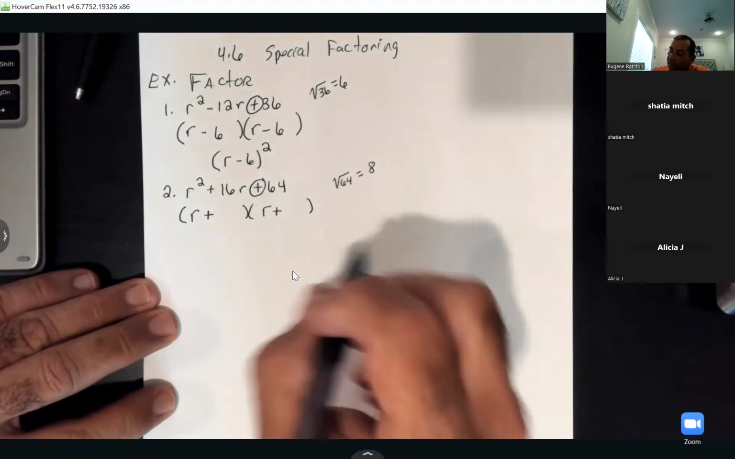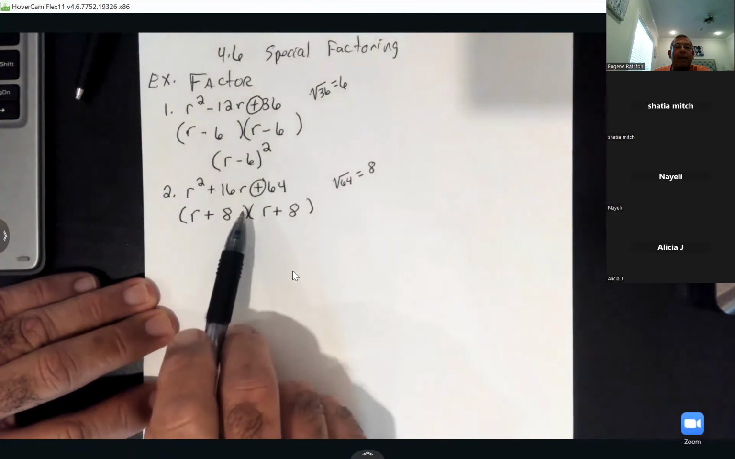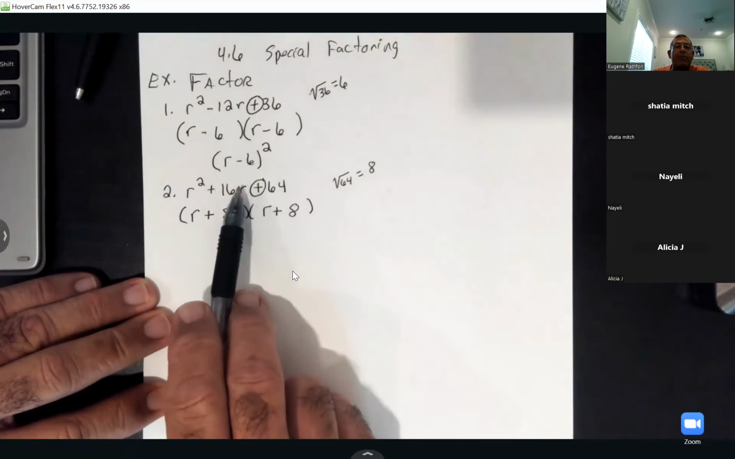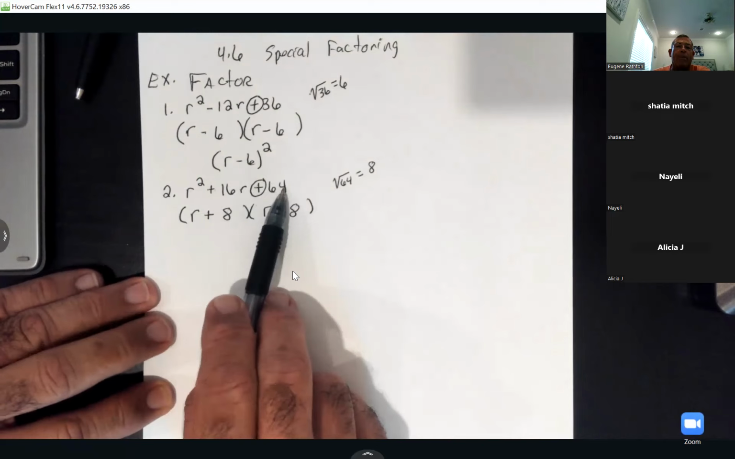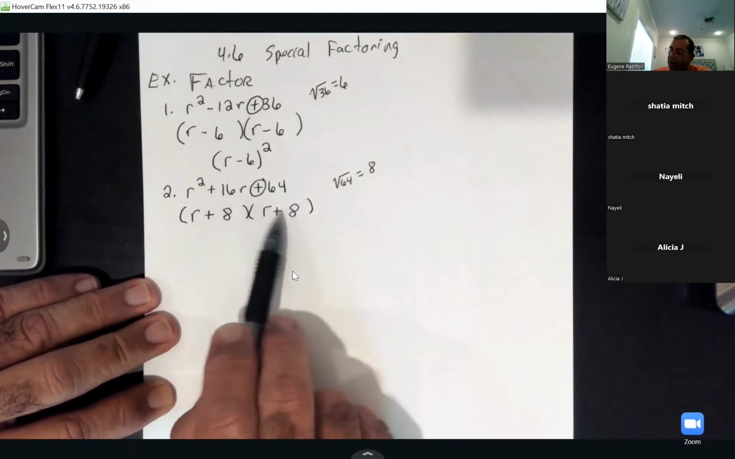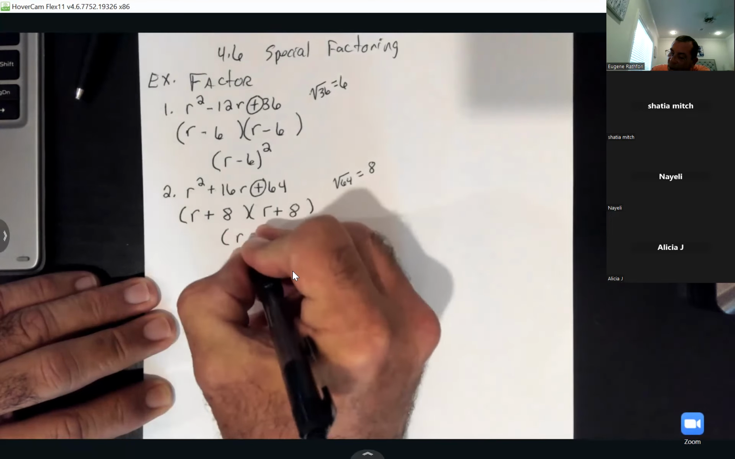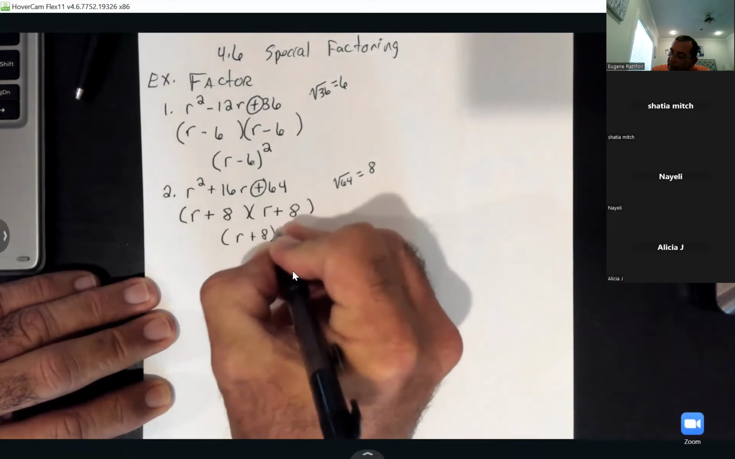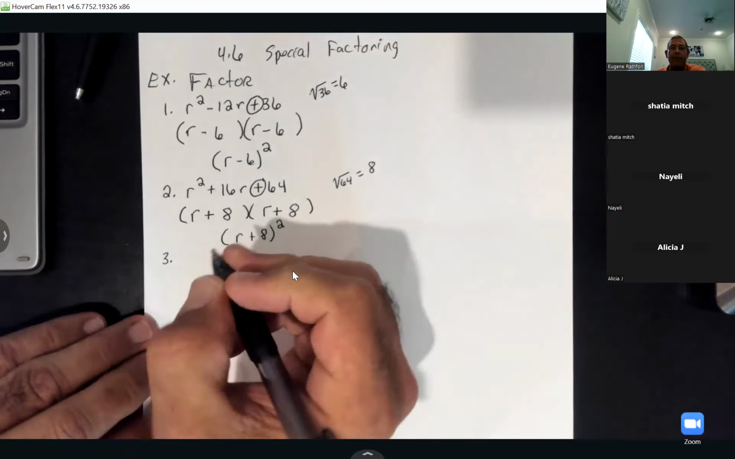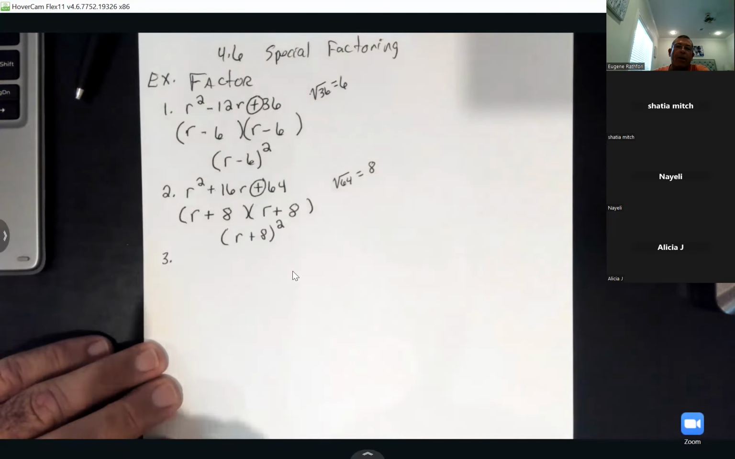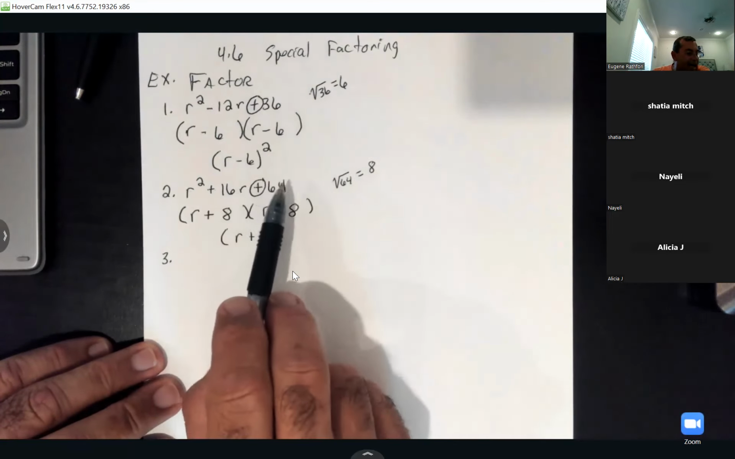So since the square root of 64 is 8, I'm putting an 8 and an 8. But notice 8 plus 8 equals 16, and then 8 times 8 gives me 64. So y'all notice, once again, I got repeating factors. So this will give us r plus 8 squared. So y'all, that is the trick in this section, is doing the square roots of these last numbers.